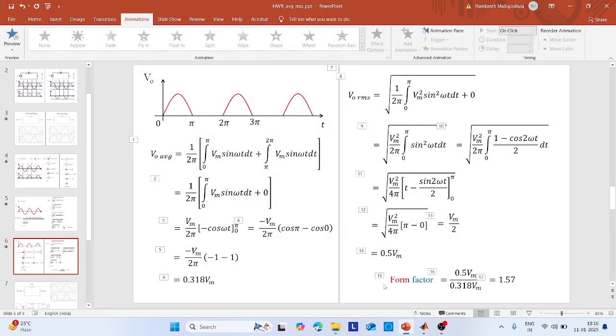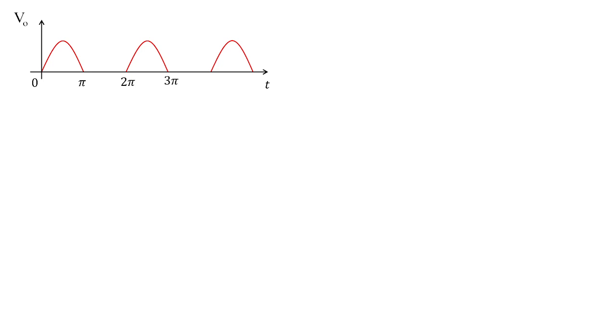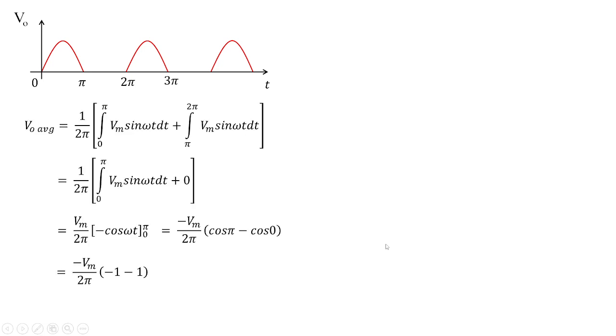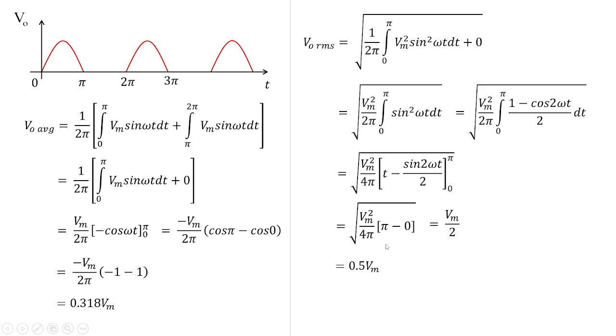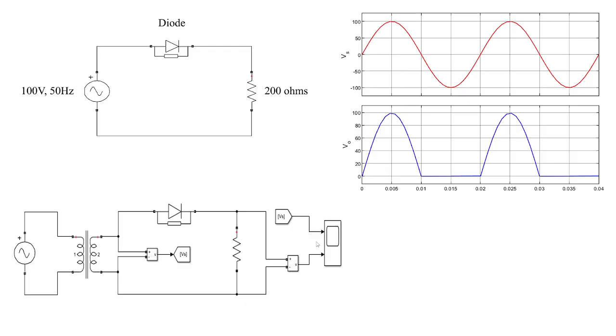Again we are coming back to our analysis of the form factor, which we have obtained to be 1.57. This is the theoretical calculation, and the practical output calculation we have seen with the help of MATLAB, that is, designing. I hope you understand this particular class.